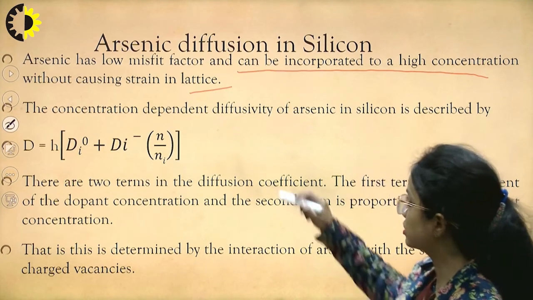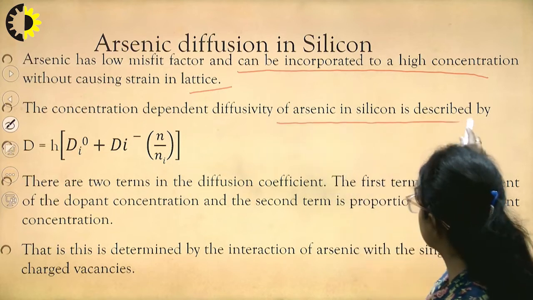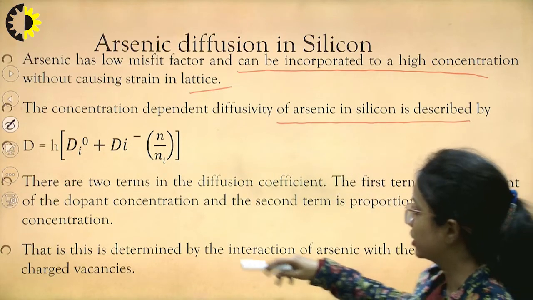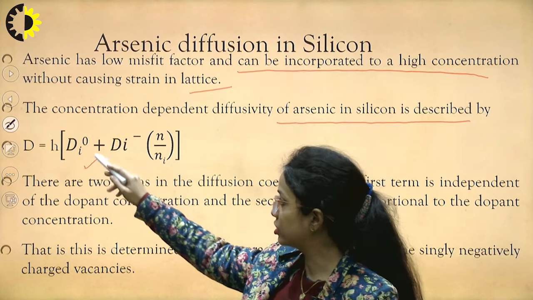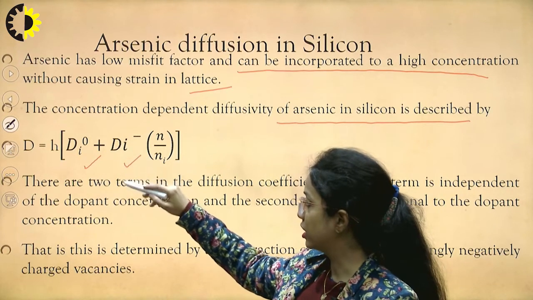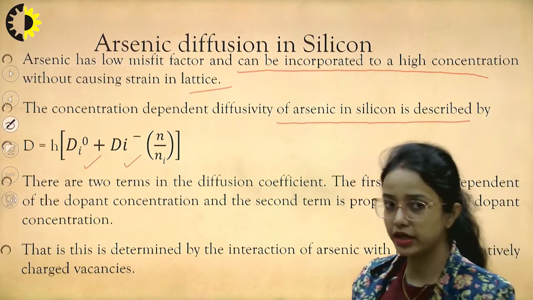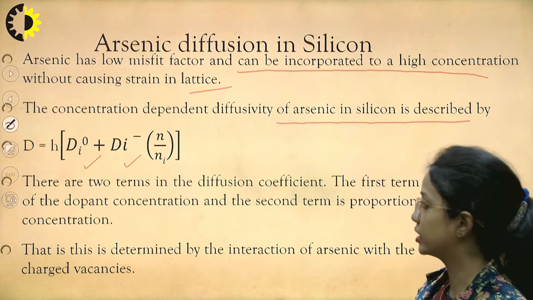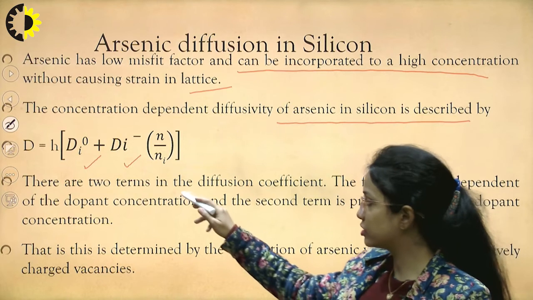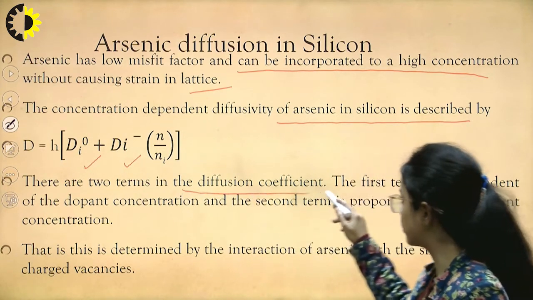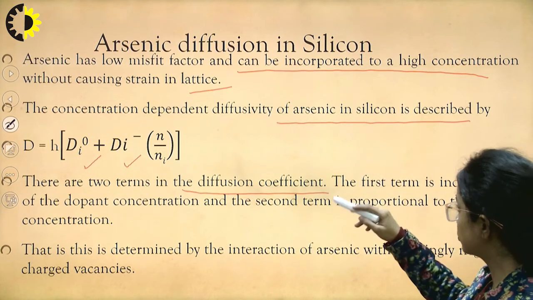The concentration dependent diffusivity of arsenic in silicon is described by D equals D0 plus D minus times n by ni, divided by ni. So this complete term is nothing but the diffusivity. Here there are two terms in the diffusion coefficient.